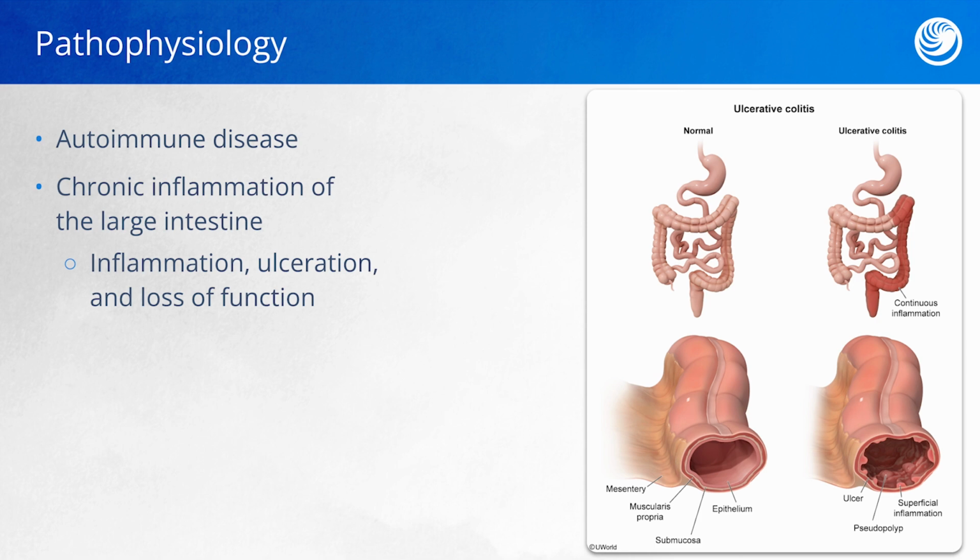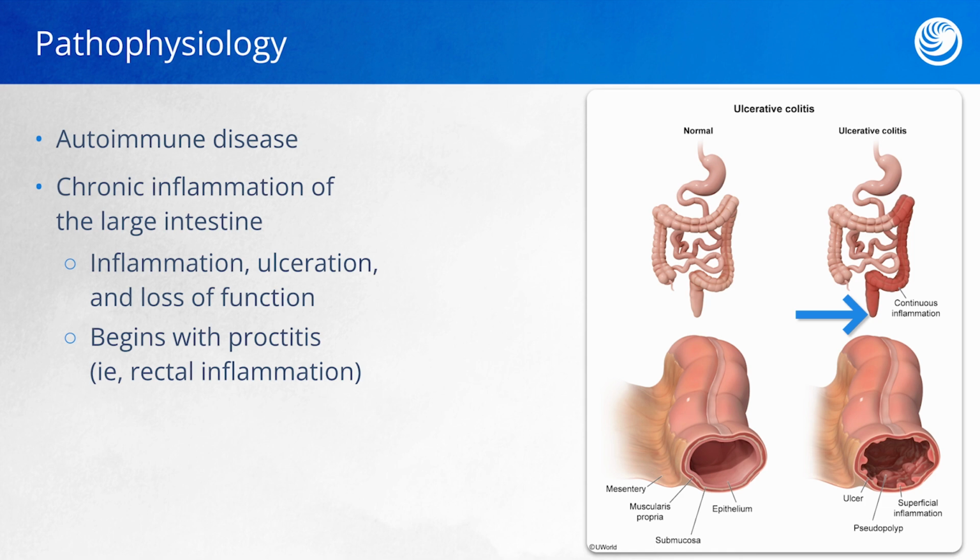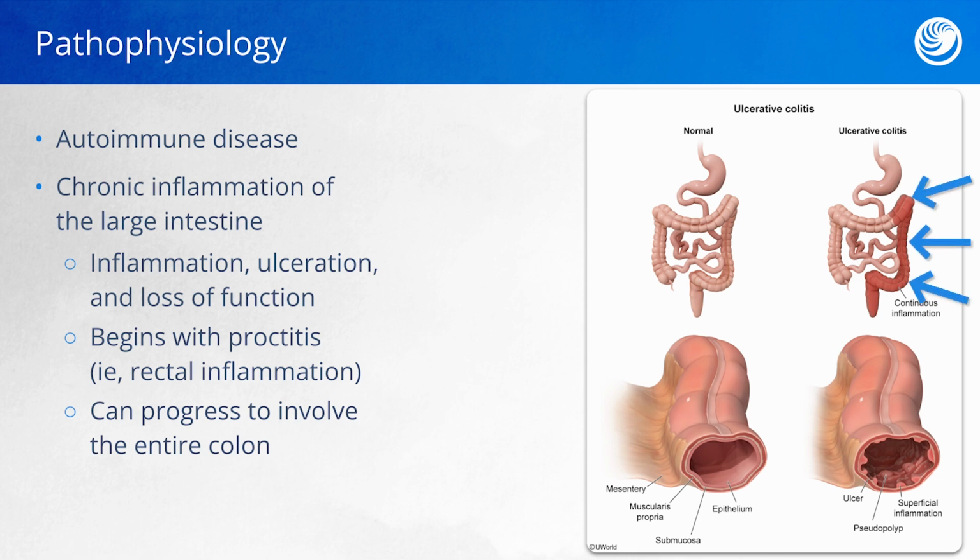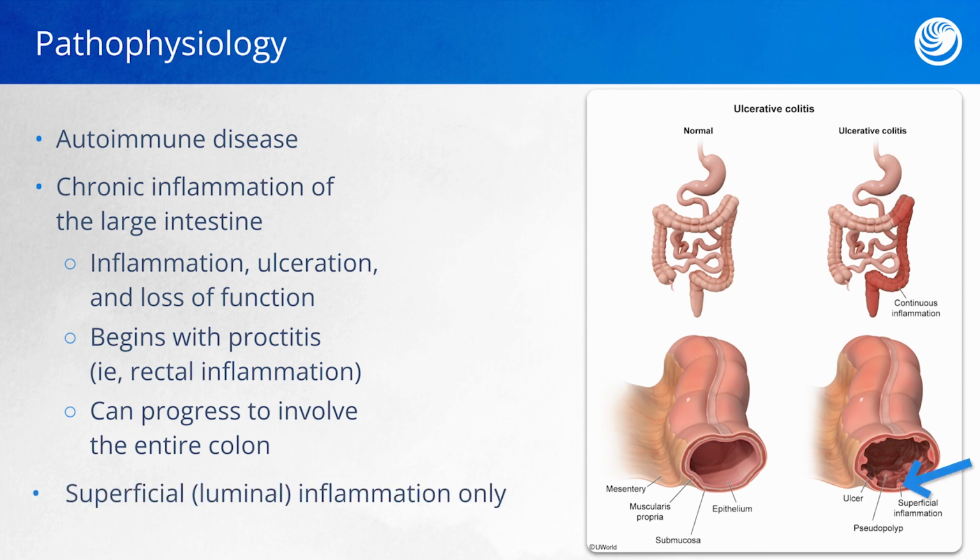Let's take a look at the image on the right to better understand how ulcerative colitis develops. First, inflammation will typically start with proctitis, which is inflammation of the rectum. This inflammation within the rectum will begin to progress upwards and start involving other portions of the colon. If inflammation is severe or left untreated, the entire colon can become inflamed. With ulcerative colitis, the inflammation is contained to the inner lining of the GI mucosa and doesn't progress into the other layers of the intestine.